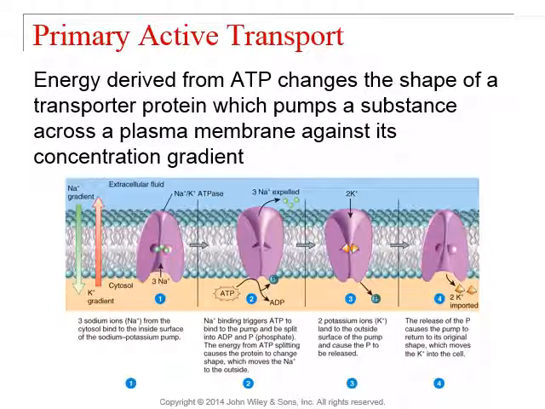Next, let's talk about the active processes. Very simply, these require energy because we're going against the concentration gradient. So to move things against the concentration gradient, we use primary active transport. Here we have a sodium-potassium pump, which we find most commonly in nerve cells. After an action potential has been reached, the cell tries to get back to what's called a resting membrane potential.